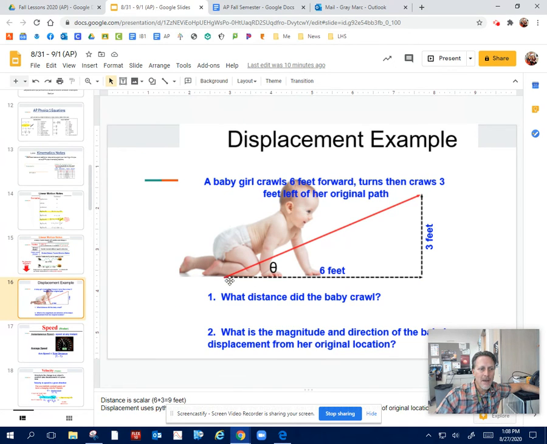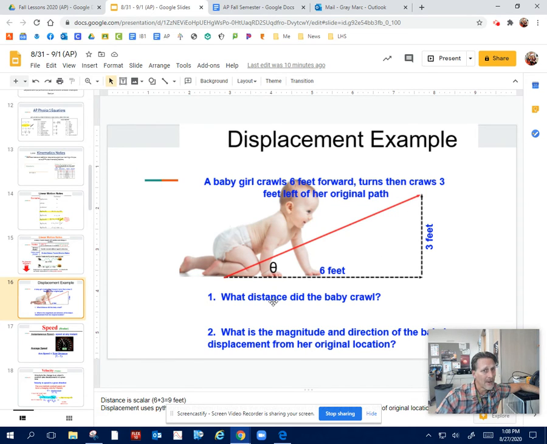Okay. So next one has a little question to think about. Notice this baby here is crawling towards the right, and then it turns left and it goes up. Now, if you ask what is the distance that the baby crawled, well, if it went 6 feet and then 3 feet, it's just 9 feet. But if you want to know the displacement of the baby, what it's really saying is what is the shortest distance from the beginning to the end of the path.